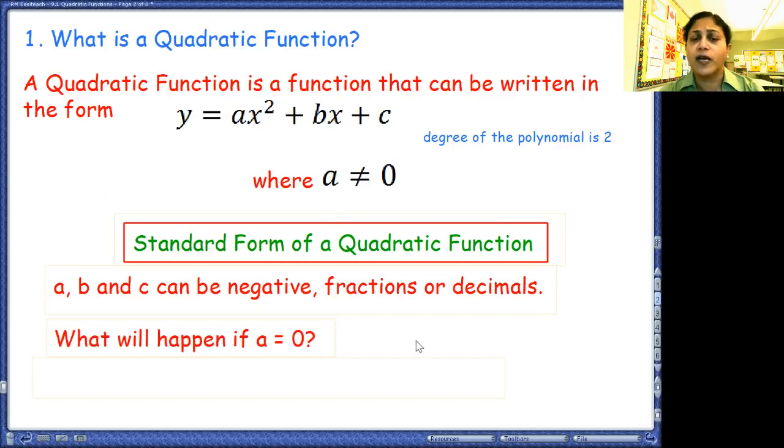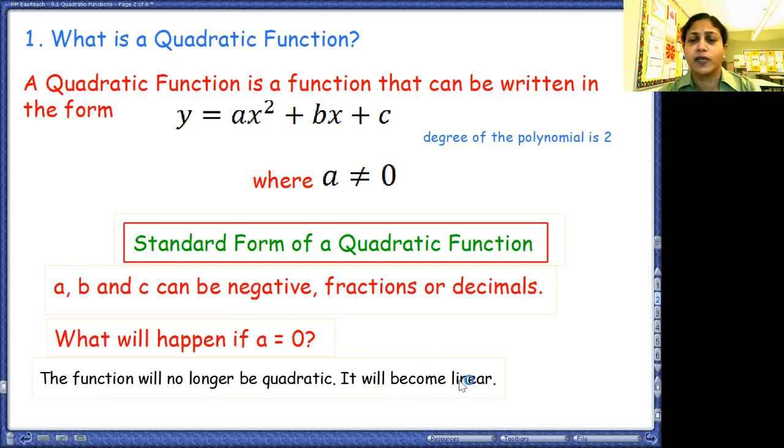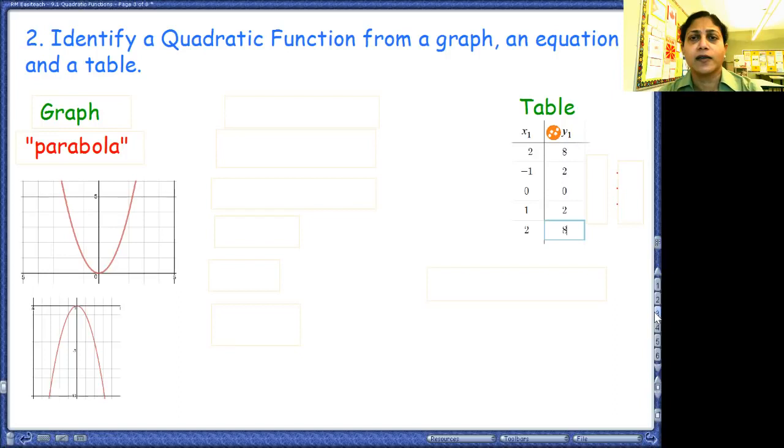Do you know what would happen if a is equal to 0? The x squared term would disappear and the function would become linear. So let's look at the graph, the equation, and the table of a quadratic function.